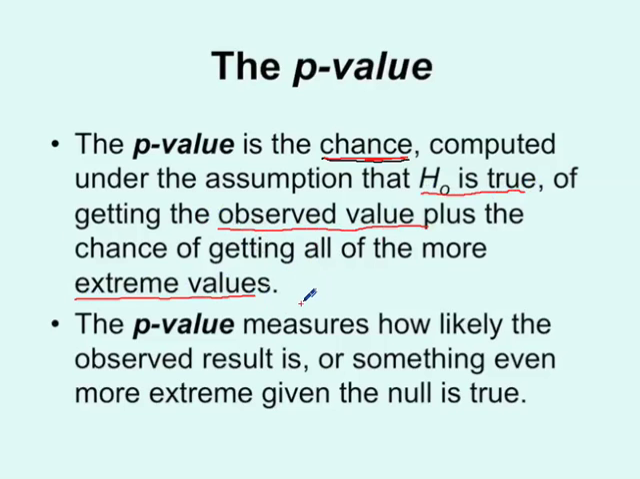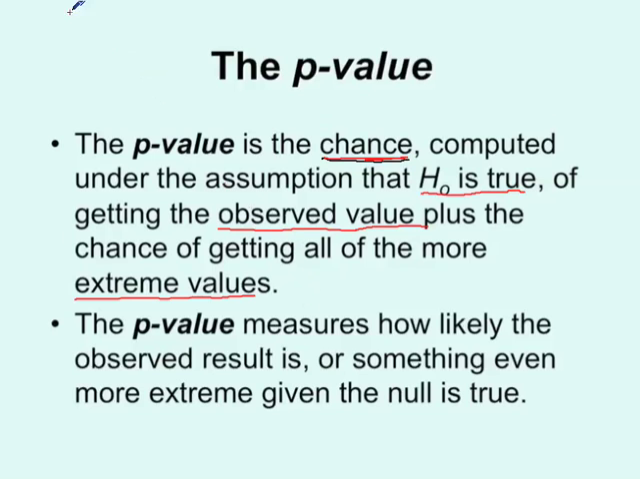Okay? So what that's telling us is that we take a look at our observed value and we look at all the values in the direction of extreme from that value, use all of those to calculate the probability of seeing that value or more extreme, and that is the p-value. So the p-value measures how likely the observed result is, or something even more extreme, given that we're calculating that in the distribution of the null.